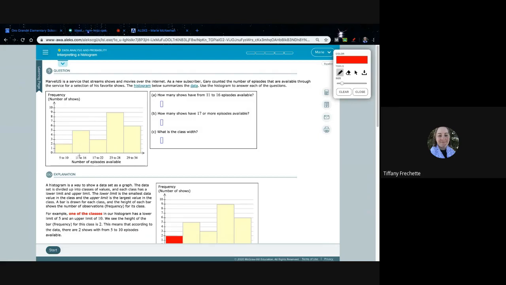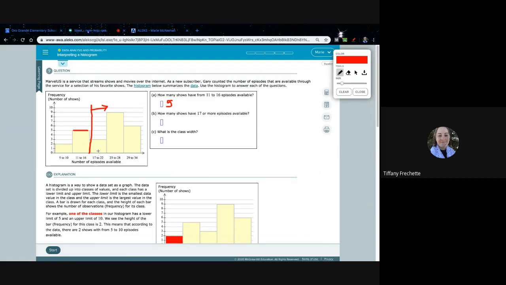So we go, here's 11 to 16. So we look at this one and we go, oh, it has 5, because that's where the top of this bar is. So the answer is 5. How many shows have 17 or more episodes? So remember, this is the number of episodes down at the bottom here. So this starts at 17. So I want to know how many episodes are to the right. Sorry, couldn't think of my word there.